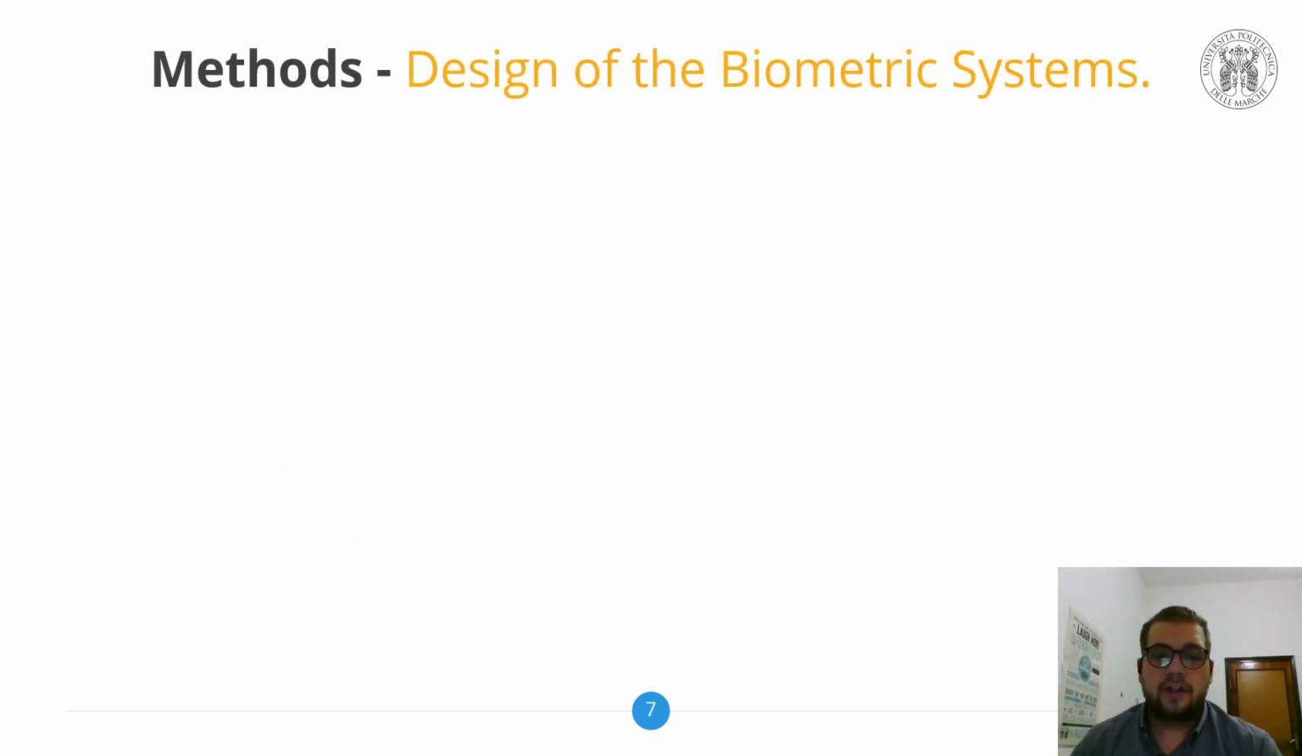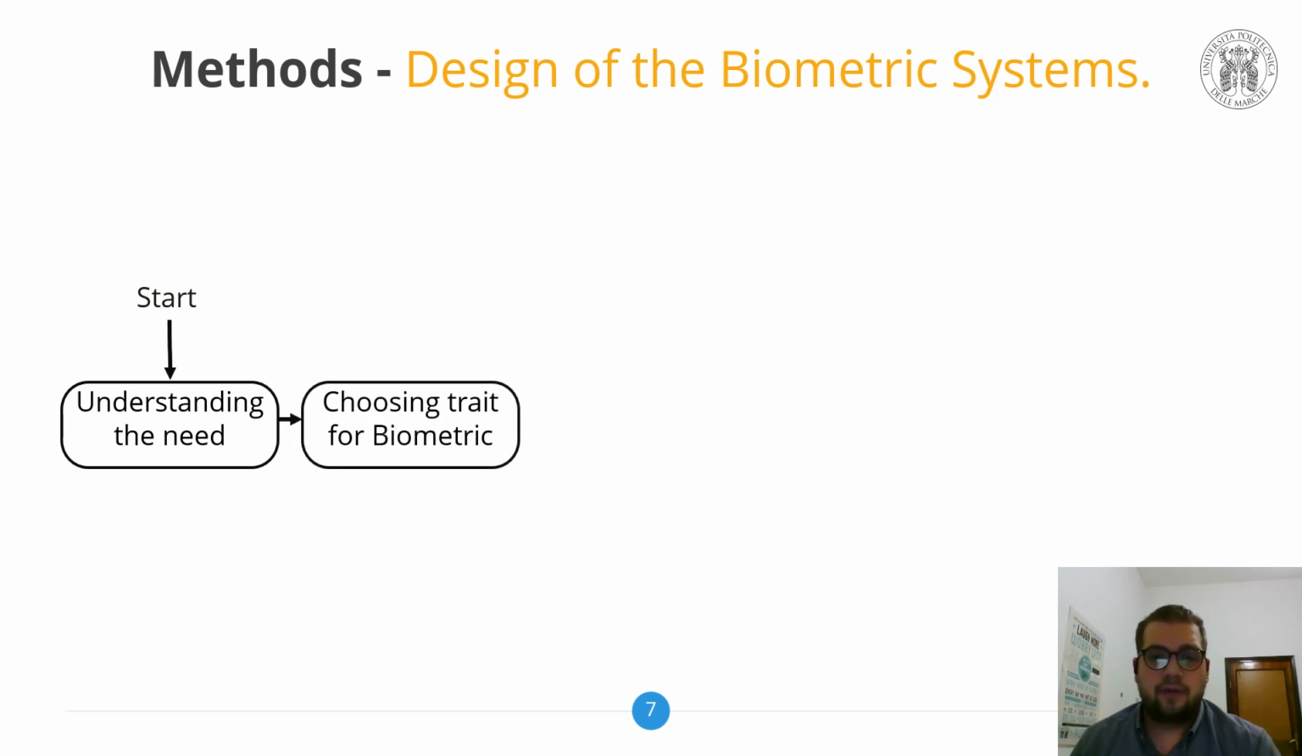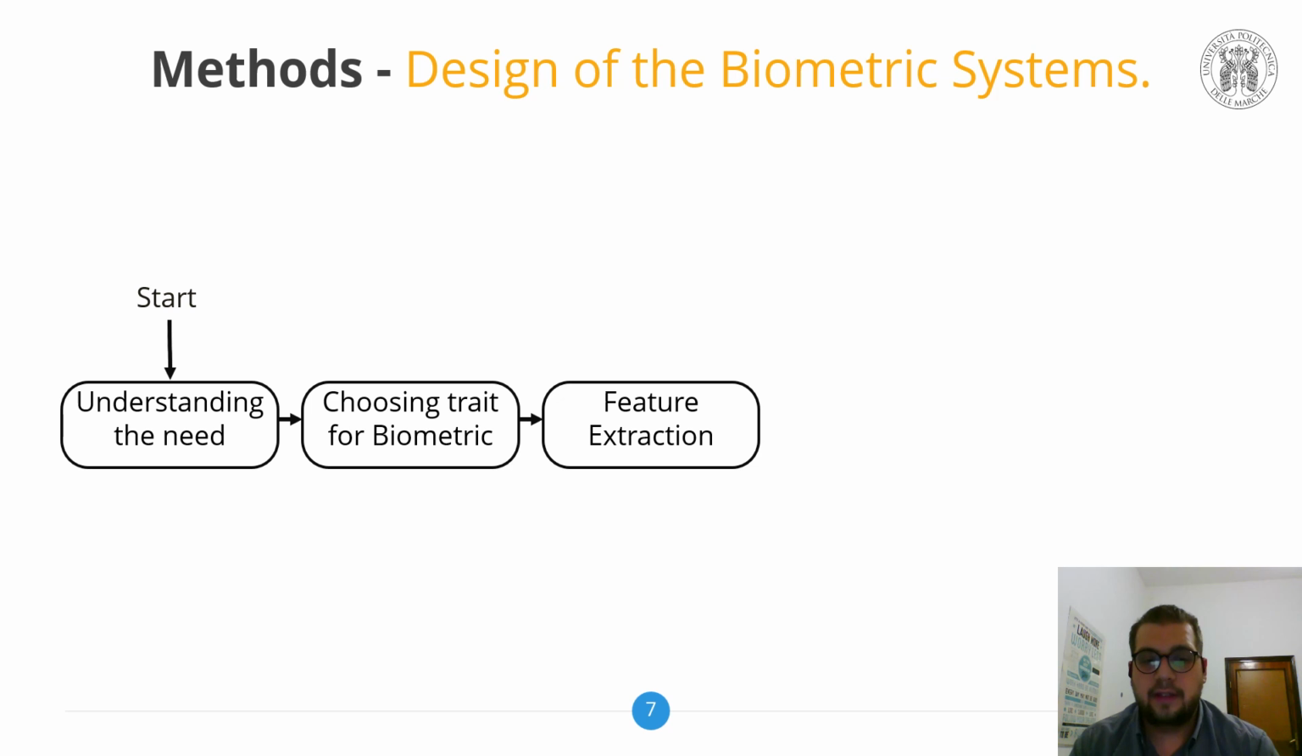Taking the general pipeline of an EEG biometric system, we start by understanding what the problem at hand is and what we are trying to find. After that, we have to choose the trait of the biometric, which in our case is the EEG signals. We need to extract features that represent the personality of each individual, able to distinguish them from others.